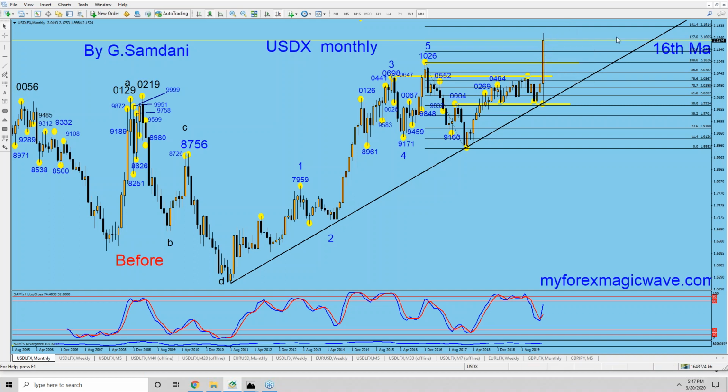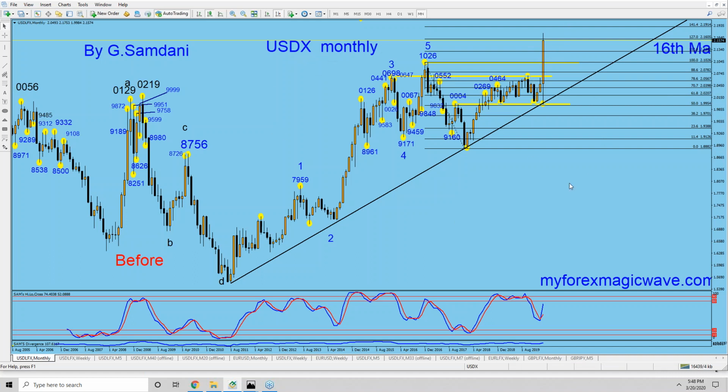Depends, this is extension level, by the way, and this is what I call a butterfly pattern kind of thing. XAB goes to 75%. C was very shallow, usually it comes down to 38%, but the trendline held here, and the trendline pushed it all the way up to now at 127. So nice butterfly pattern in place here, USD index.